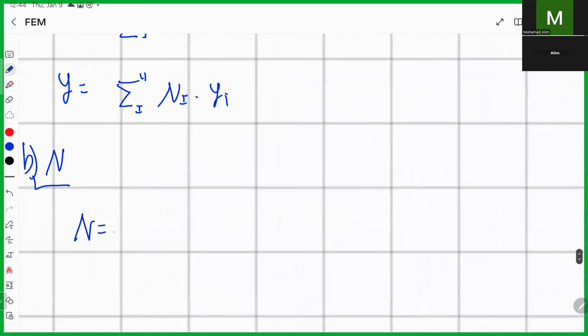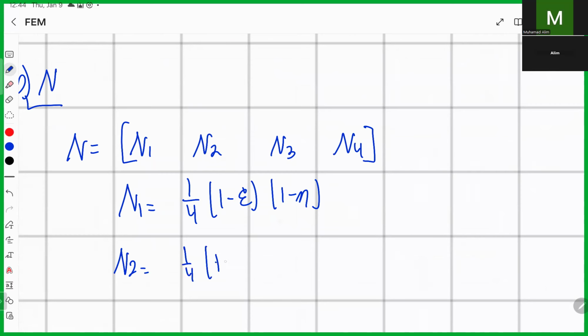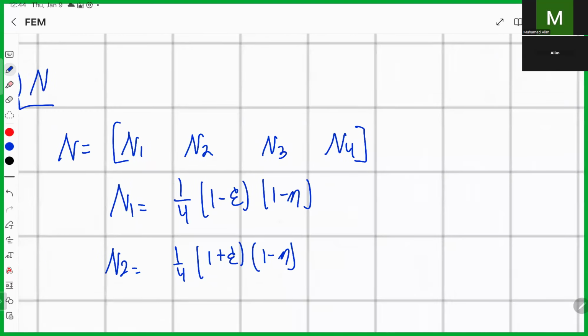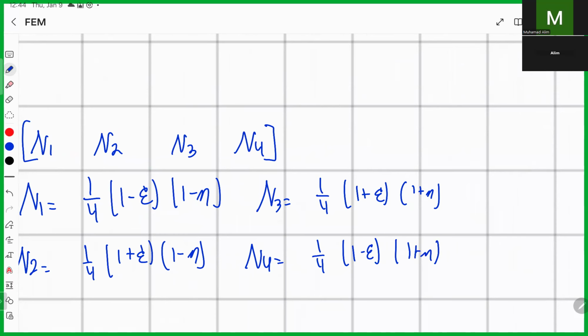So here N1, N2, N3 and N4. N1 equals 1 per 4, 1 minus xi, 1 minus eta, and N2 equals 1 per 4, 1 plus xi, 1 minus eta, and N3 equals 1 per 4, 1 plus xi, 1 plus eta, and N4 equals 1 per 4, 1 minus xi, 1 plus eta.